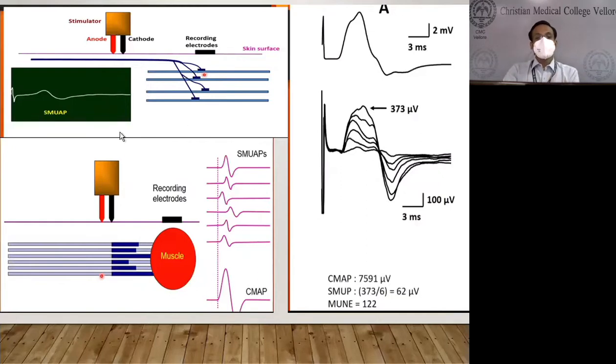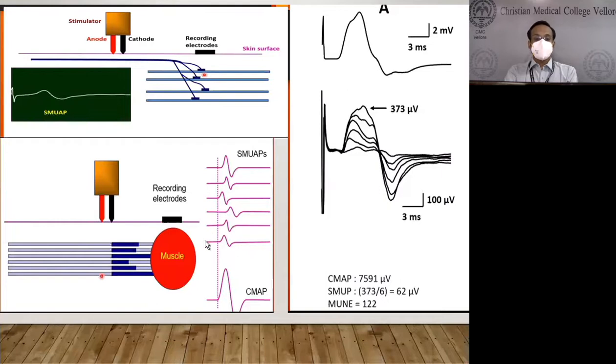Now, in motor unit number estimation studies, we start with very small amplitudes, submaximally, and we record each motor unit action potential, but by surface electrodes. Normally, only the CMAP is recorded by surface electrodes. We do not normally look at motor unit action potentials by surface electrodes; we usually use a needle EMG for that. In these studies, we use a surface EMG electrode and try to understand the surface motor unit action potentials. We gradually increase the stimulation, and we produce what are called surface motor unit action potentials.